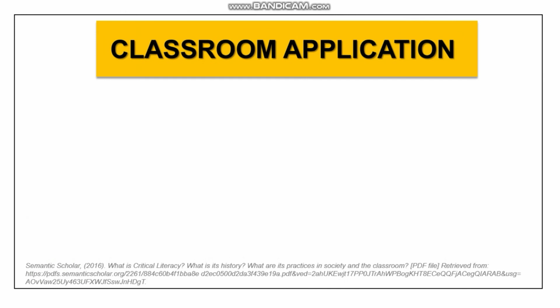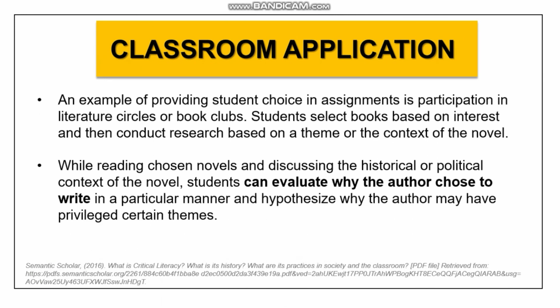In order to apply it in classroom, an example of providing student choice in assignments is participation in literature circles or book clubs. Students select books based on interest and then conduct research based on the theme or the context of the novel, because students cannot work efficiently if they don't have interest in the literature they are studying. While reading chosen novels and discussing the historical or political context, students can evaluate why the author chose to write in a particular manner and hypothesize why the author may have privileged certain themes.